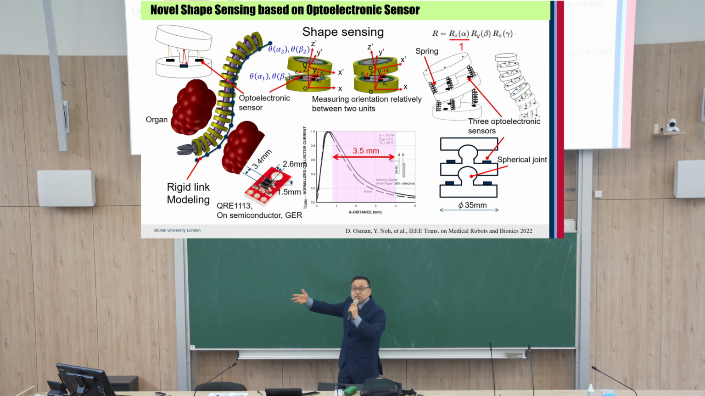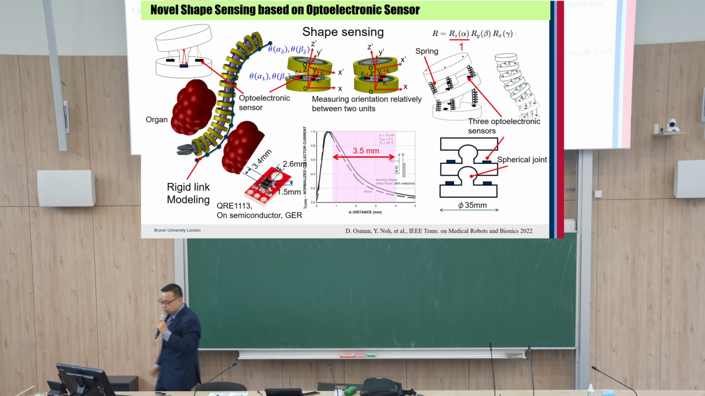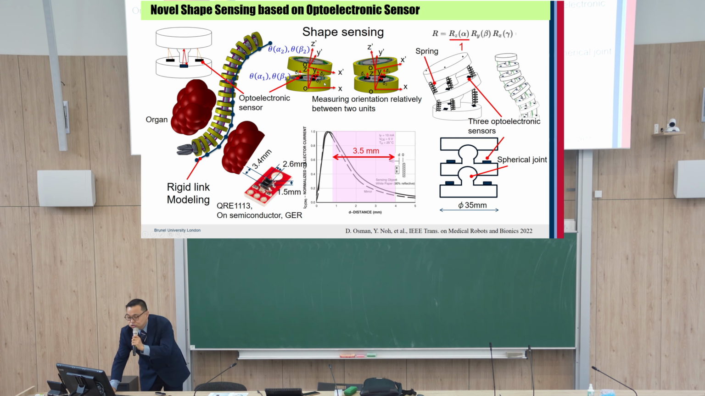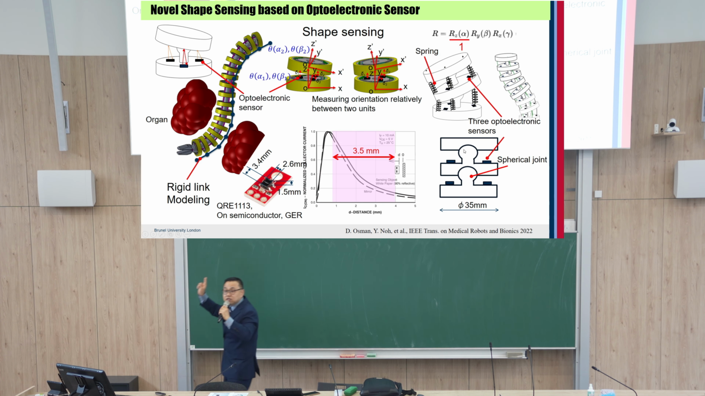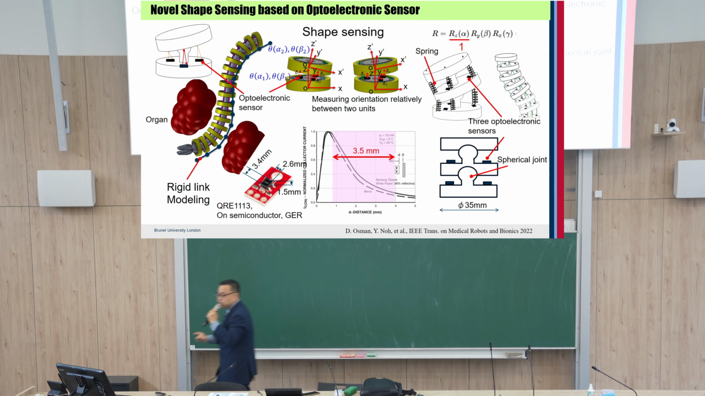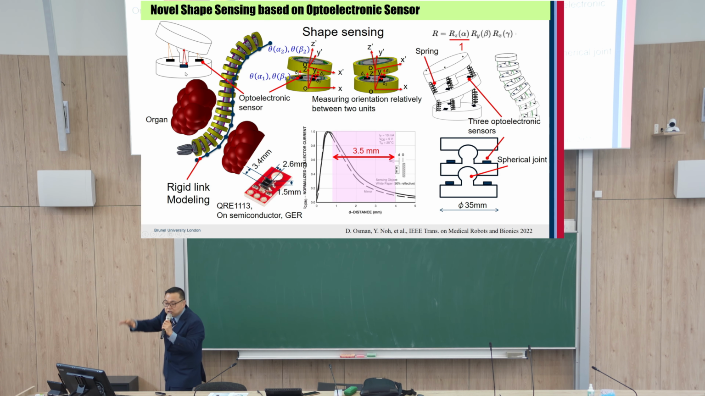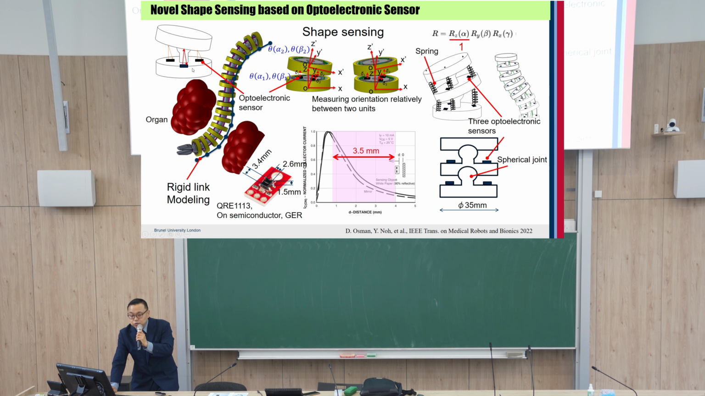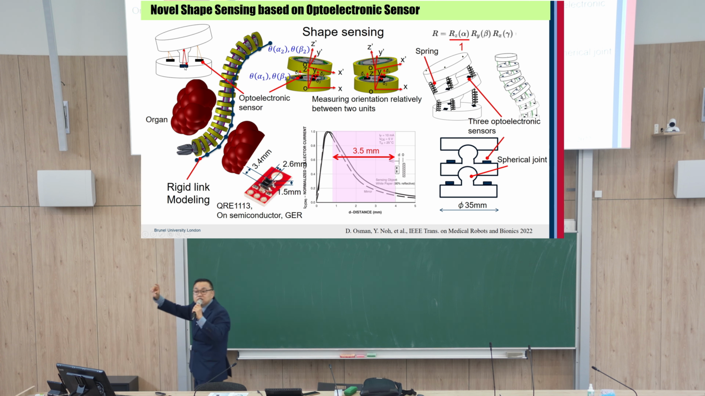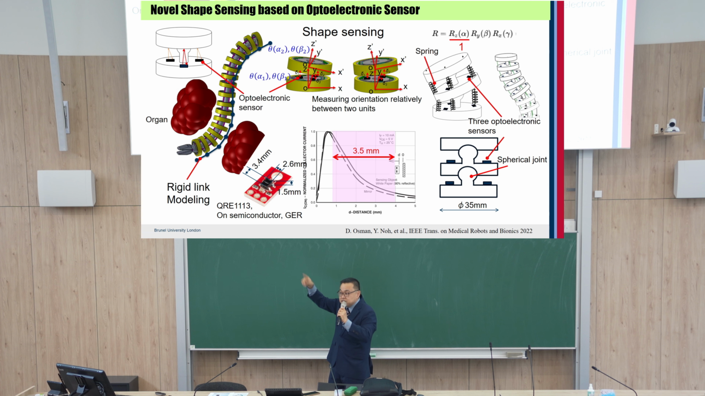I would also like to design a shape sensor in a very easy way. See here, there are 2 units, and these 2 units are connected by a spherical joint, between the top unit and the bottom unit. And then we mounted 3 optoelectronic sensors. These optoelectronic sensors can measure 3 displacements, distances, right?